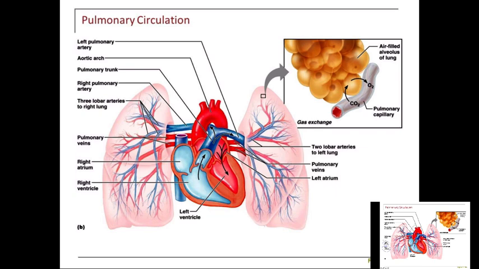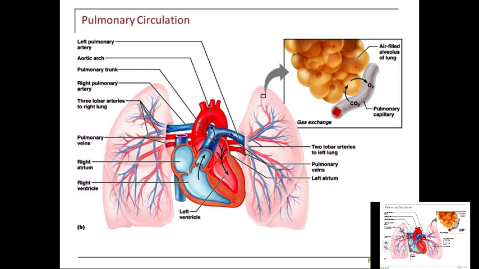So right here on top, this is the superior vena cava, and down below, coming up this way, that's the inferior vena cava. And the superior vena cava is bringing blood from the head and the upper extremities into the right atrium, and the inferior vena cava is bringing blood from the abdominal section, the lower extremity, bringing that deoxygenated blood into the right atrium. Okay?